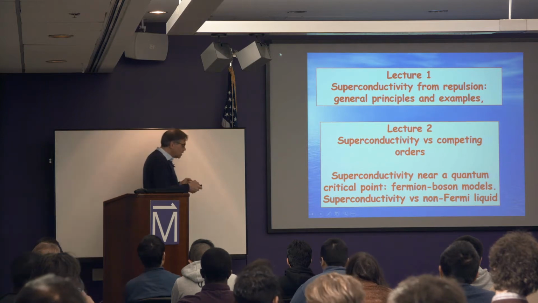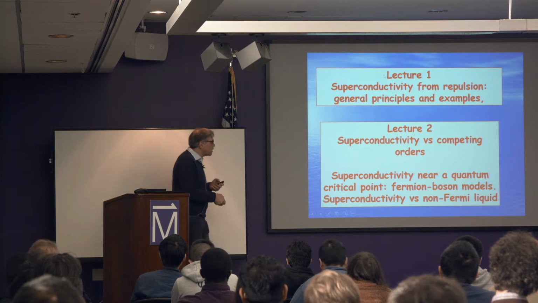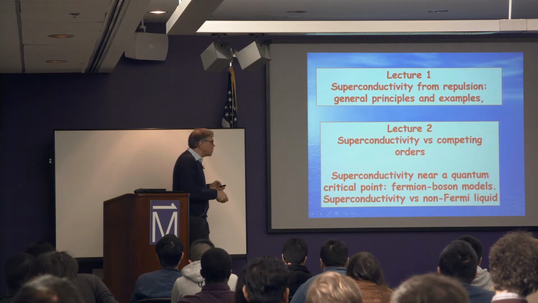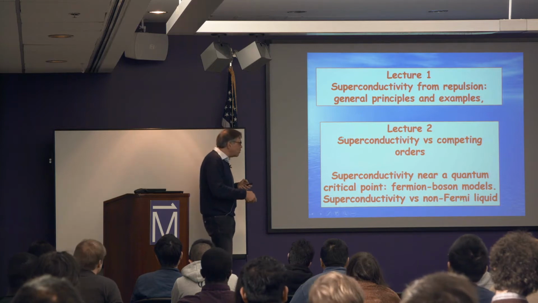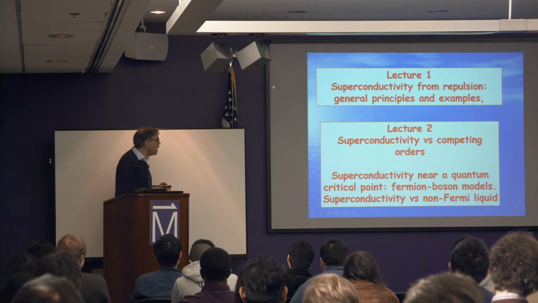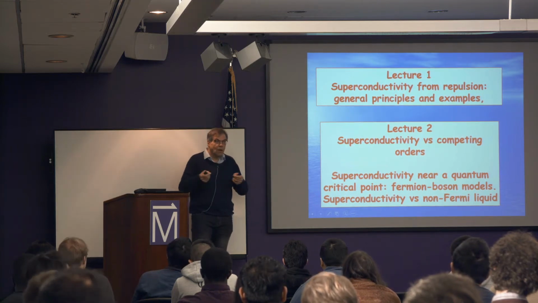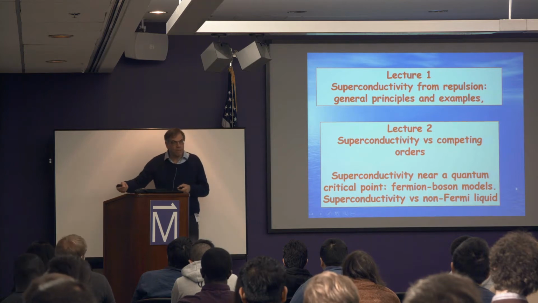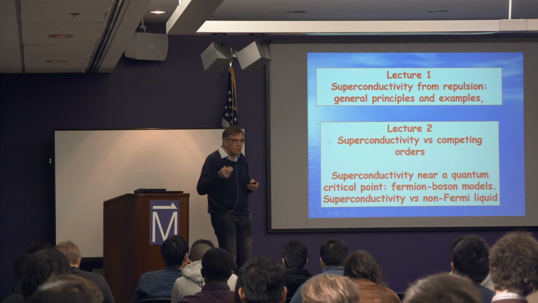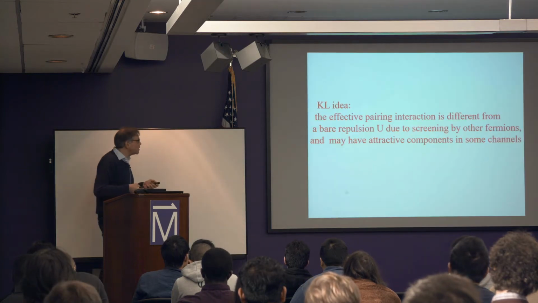And then we'll discuss what was the original subject of lecture 2, namely superconductivity near a quantum critical point, and this is sort of a modern subject. The key part that I will be talking about will be superconductivity against non-Fermi liquid. You will see that there is another competition. One competition is superconductivity versus competing orders. Another is that superconductivity also competes with non-Fermi liquids. They don't like each other, and they try to avoid each other.